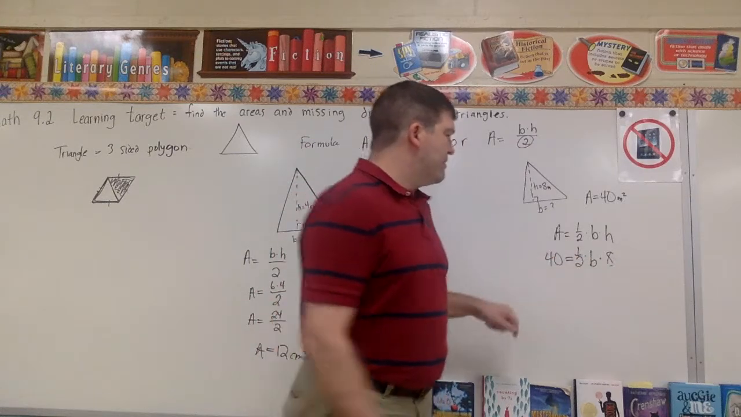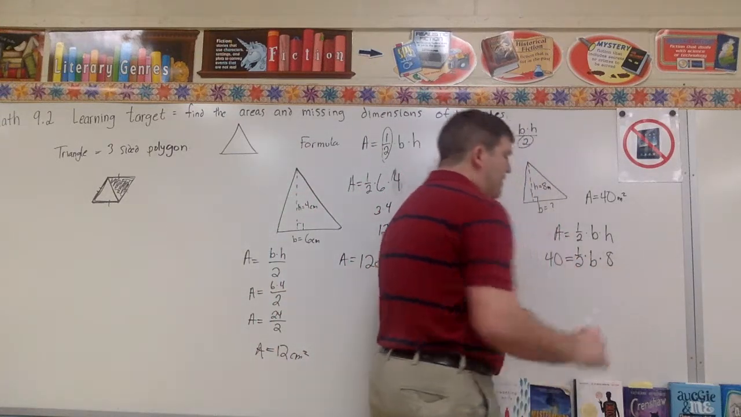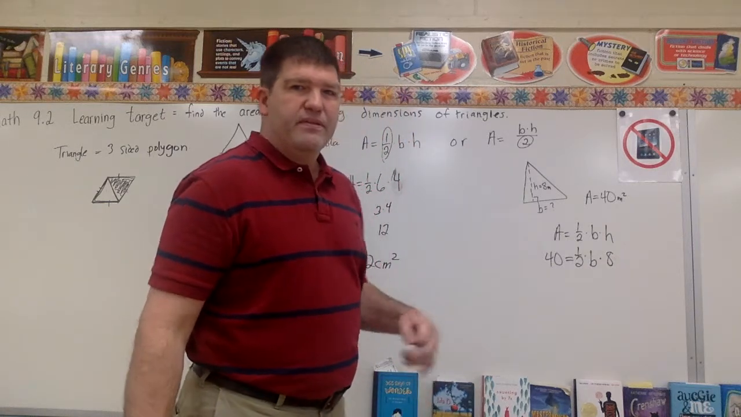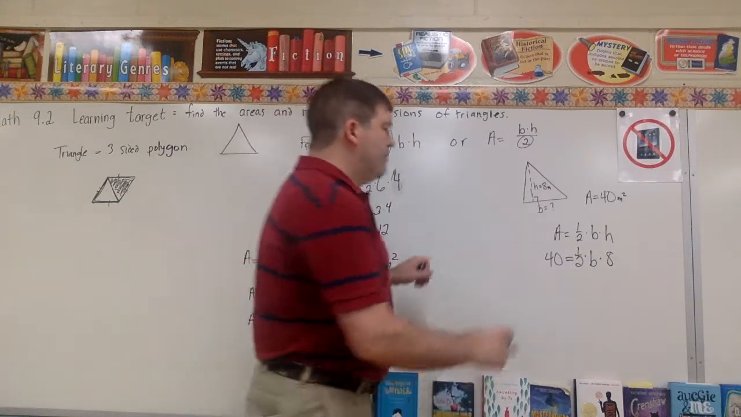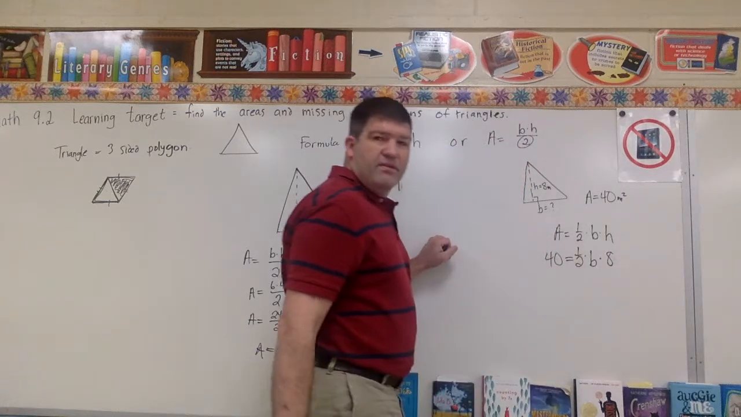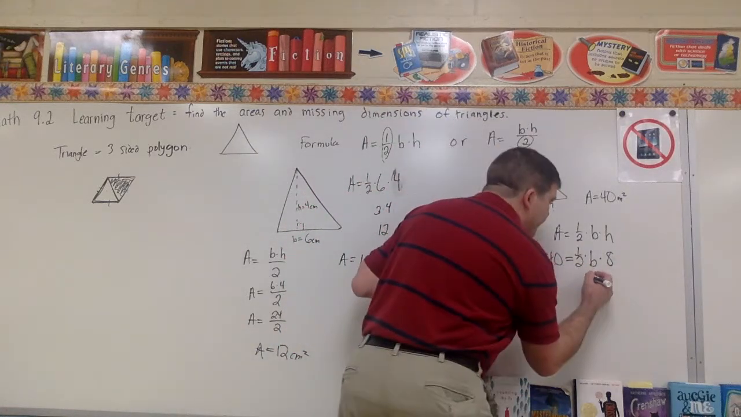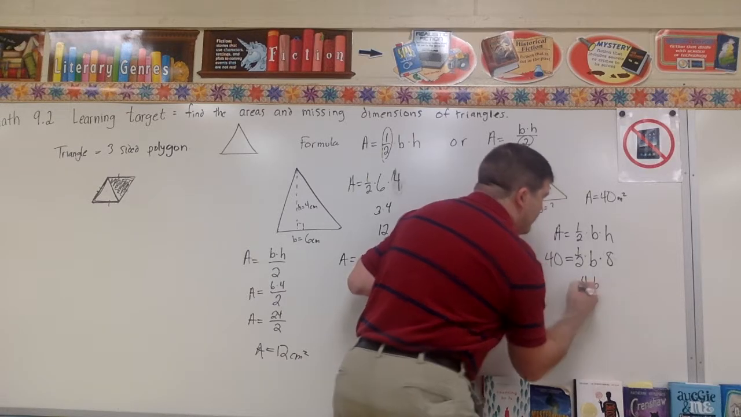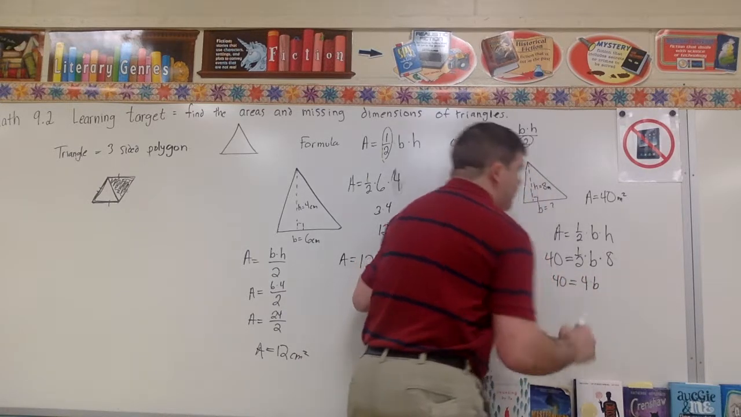So again, multiply. I can multiply all these together. Well, I can't. I'm not going to cut b in half. I don't know what b is yet. But I can do 1/2 times 8. 1/2 times 8 is 4. So that gives me 4 times b equals 40.